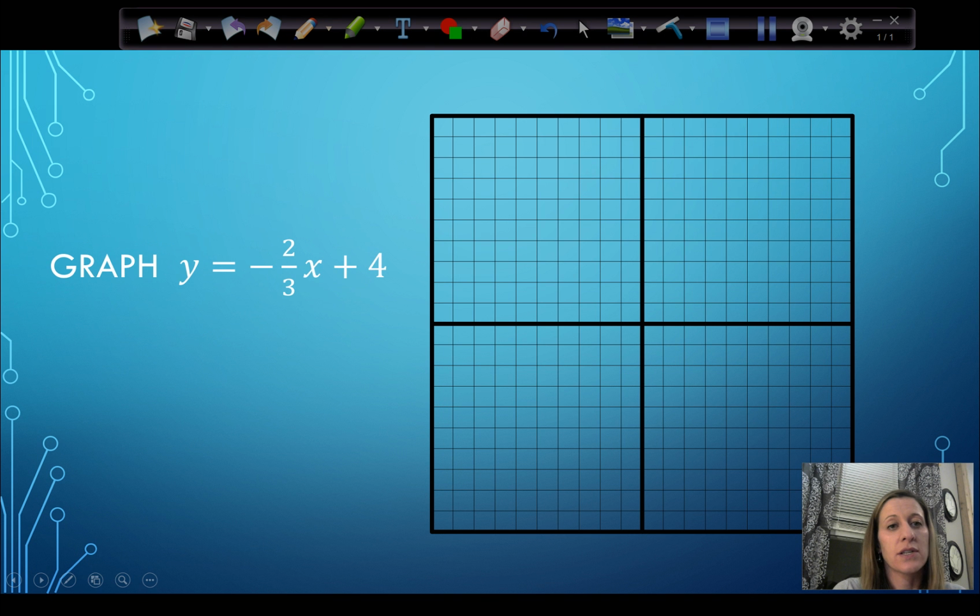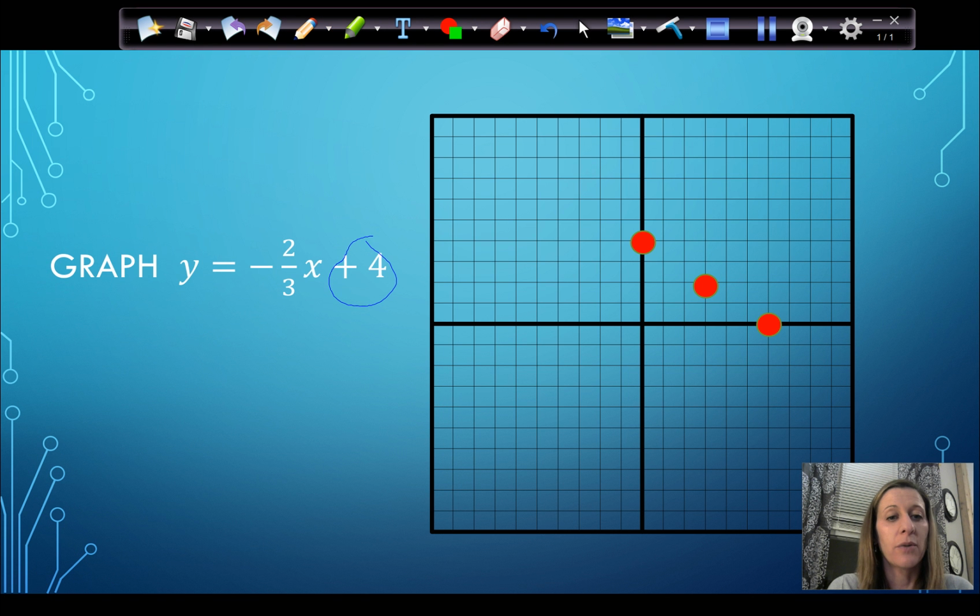So here's our next graph. Our starting point is at +4. So on the y-axis we're going to plot +4, that's our y-intercept, and then the nice thing is we have a fraction. This fraction we can put the negative with either the 2 or the 3. I'm going to put it with the 2, so I'm going to go down 2 because it's a negative, and over 3, and then down 2 over 3. Whoops, 1, 2, 3, sorry.